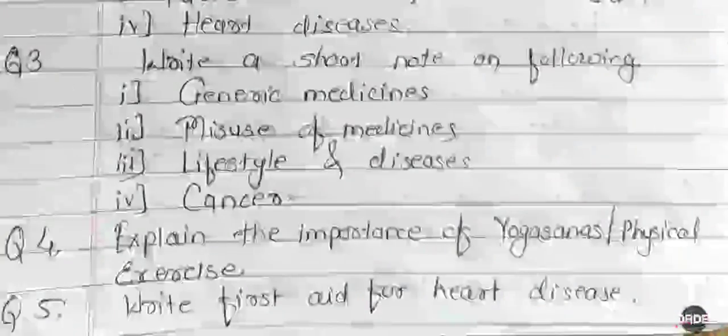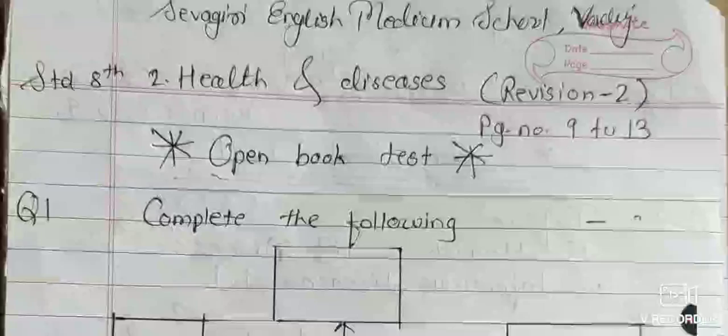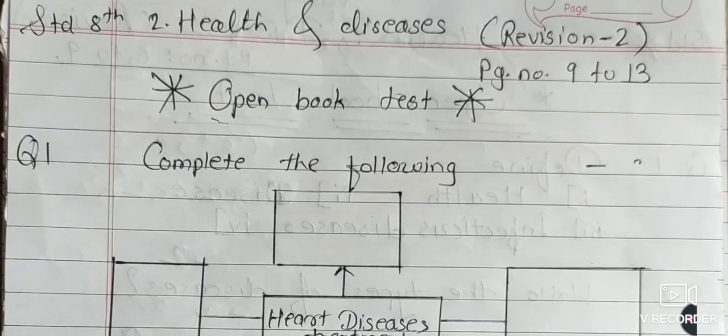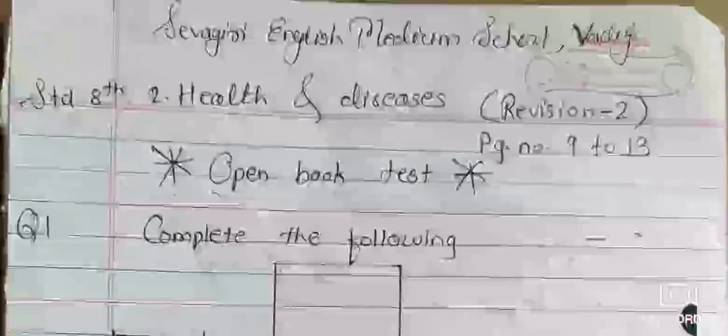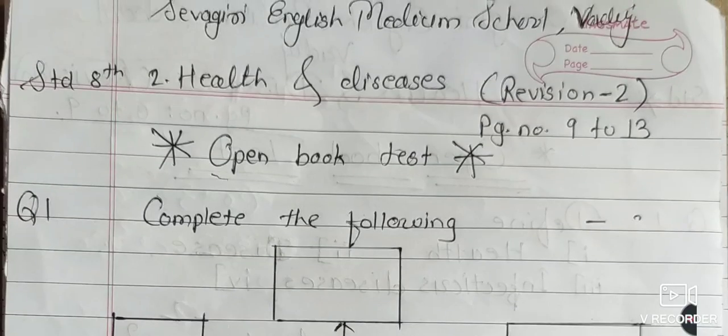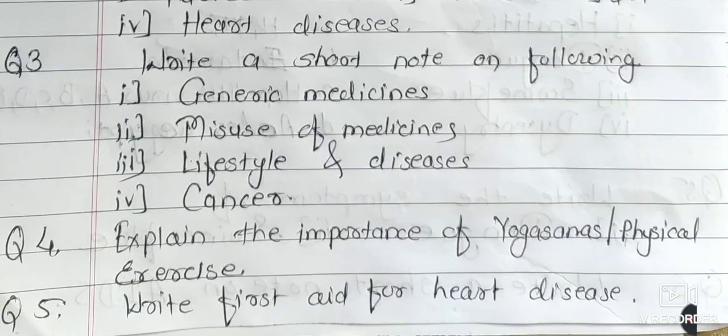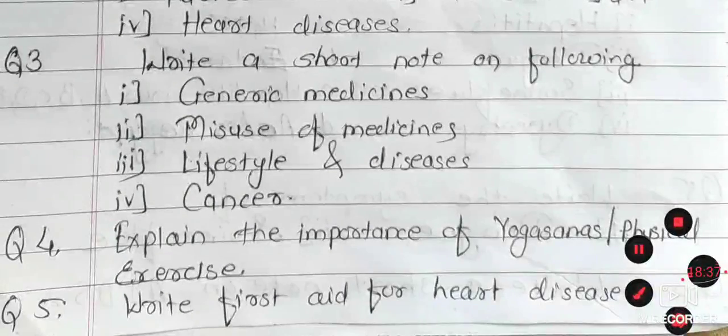So I told you how to complete this open book test, and today we have conducted it on lessons 9 to 13. Yesterday I gave you this test, and you have to complete it. Each point's answer you have to write properly, point wise. Don't write in paragraph form, because it is not the correct way of writing.